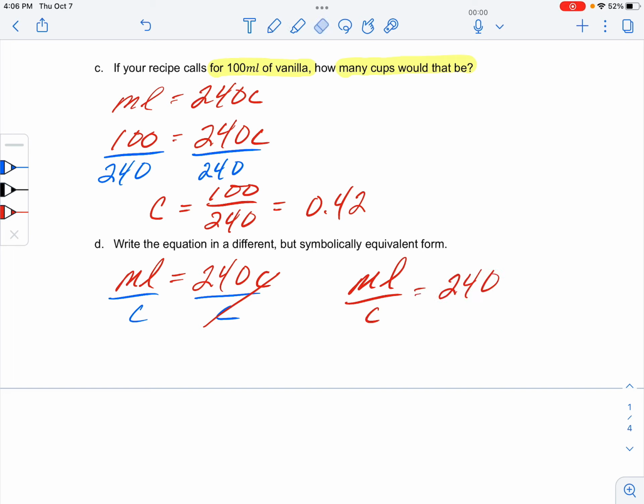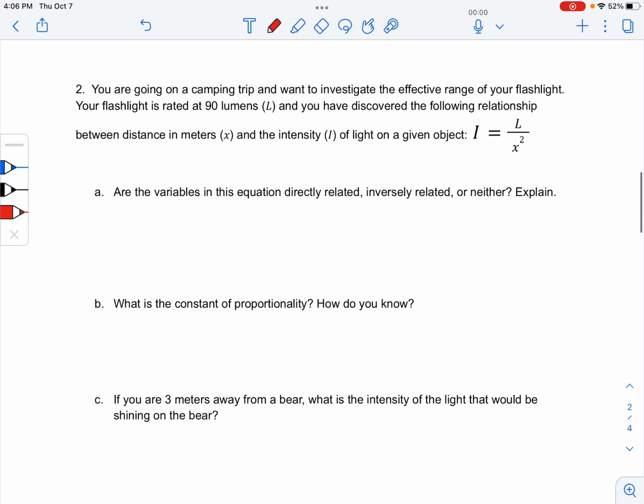That would be an example of an equation that means the same thing. I haven't changed the relationship of the variables, it just looks different. You might have also gotten ML over 240 equals C. These all mean the exact same thing. But when it asks us this, we want to move something. Moving on to number 2.